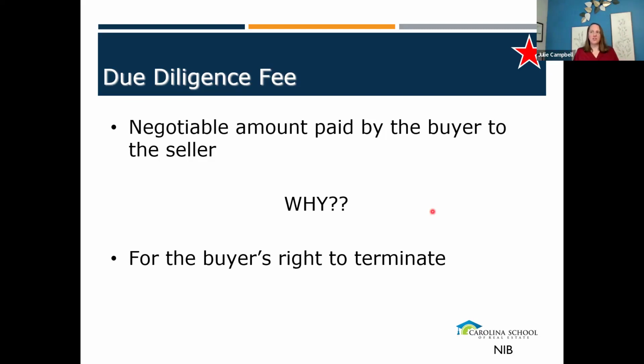We'll talk about that due diligence period. It's a negotiable amount of time that the buyer has to terminate. The due diligence period is the buyer's opportunity to learn as much about the property as they possibly can and decide in their sole discretion, do I want to move forward with this contract or not? And if they exercise their right to terminate within the due diligence period, that's what they paid the seller for. In other words, the seller can't sue the buyer. They paid for that right to terminate.